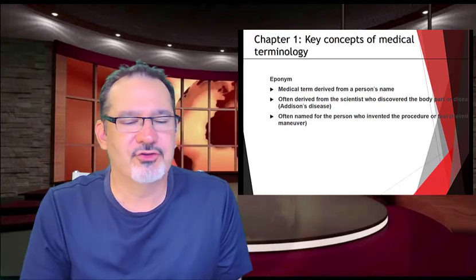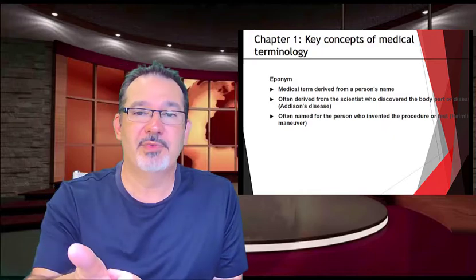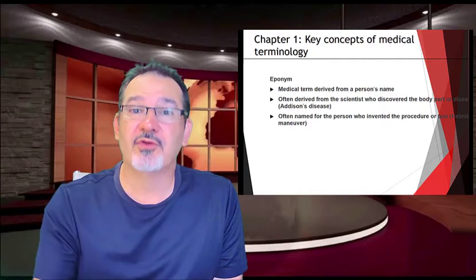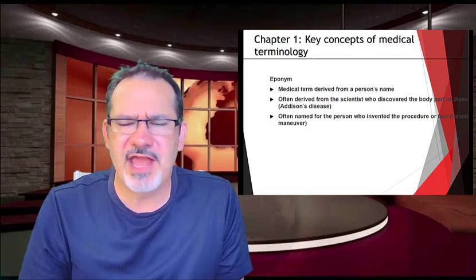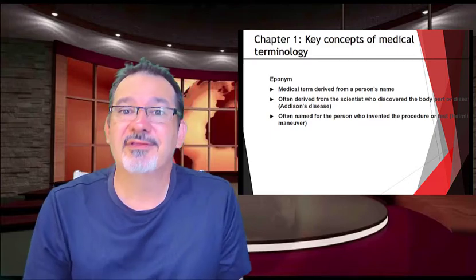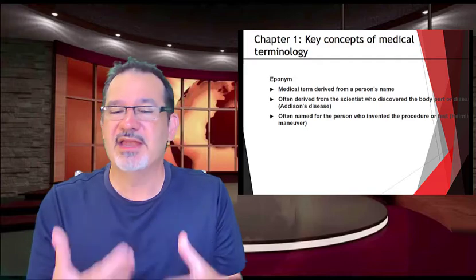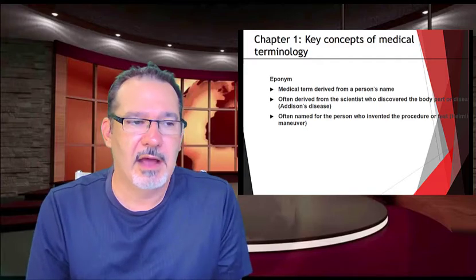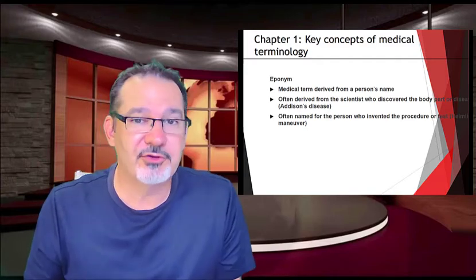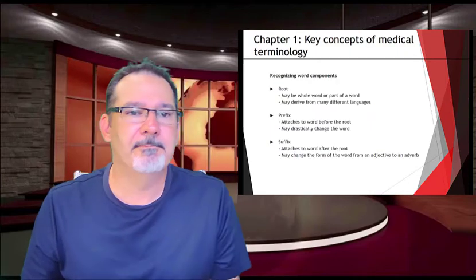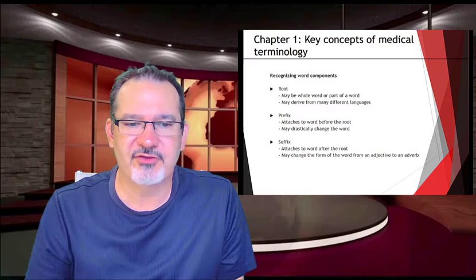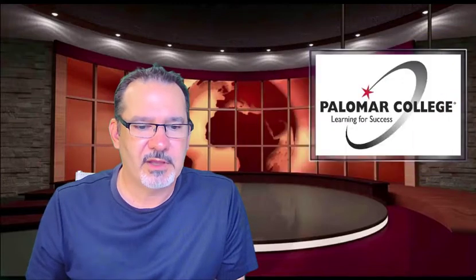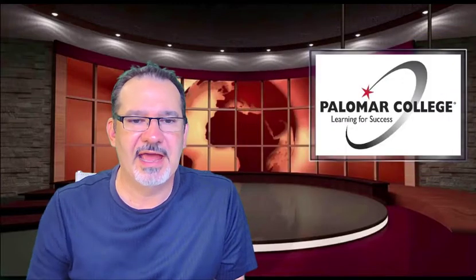Same thing with certain procedures. Procedures could be named after the people that discovered them, like the Heimlich maneuver. We also name certain instruments that we use for surgical procedures after the people that discovered or created those instruments. So that's called an eponym. We already covered this one, right? The root, the prefix, and the suffix. I don't think there's anything there that we need to add.